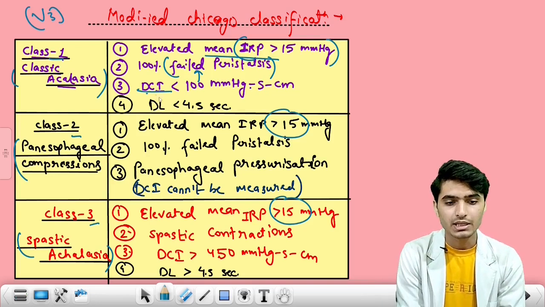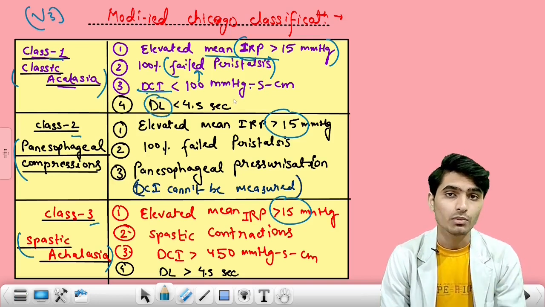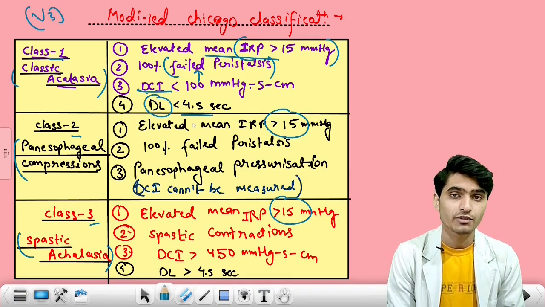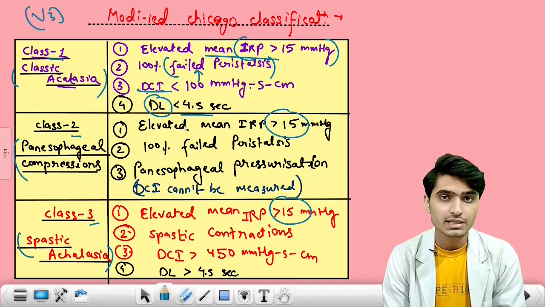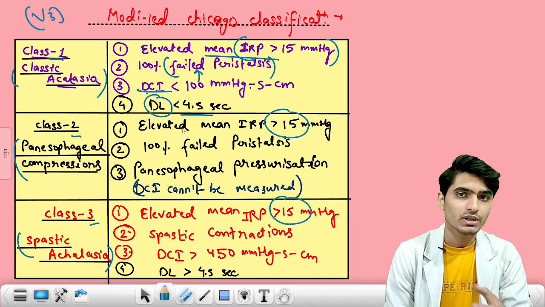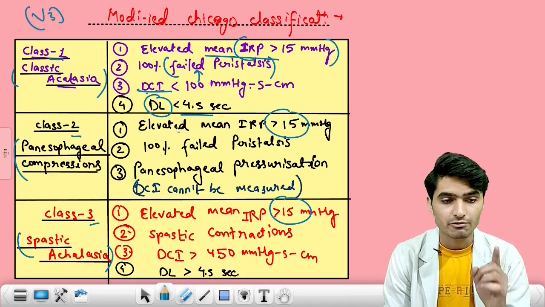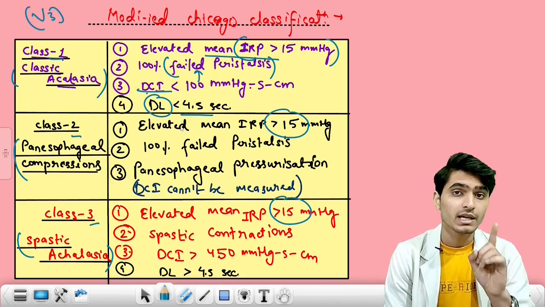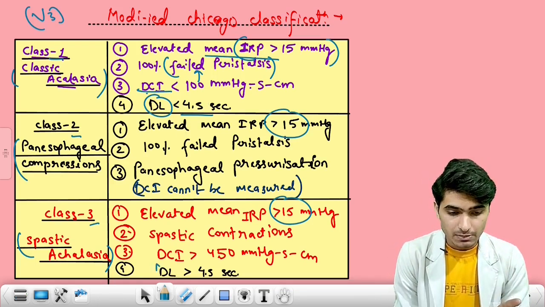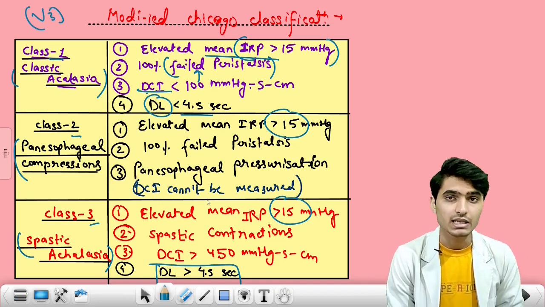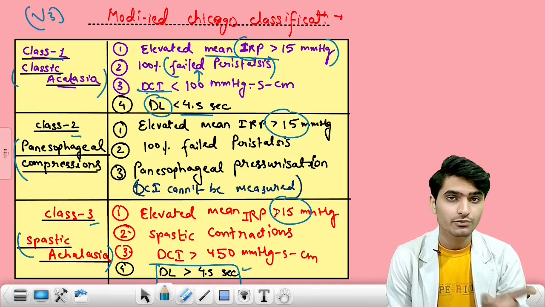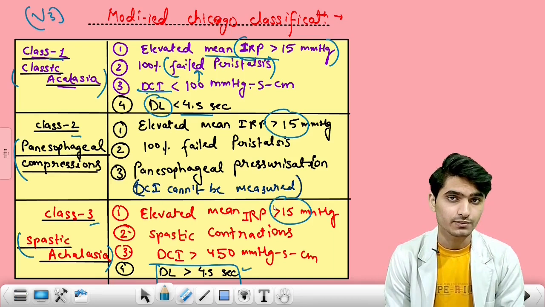Third term is the DL. And DL is normal, that is less than 4.5 seconds. In normal people we have the same value, less than 4.5, and in the case of class 1 it is also normal here. Abnormal DL is present in class 3 achalasia, that is more than 4.5 seconds, that is the abnormal one.